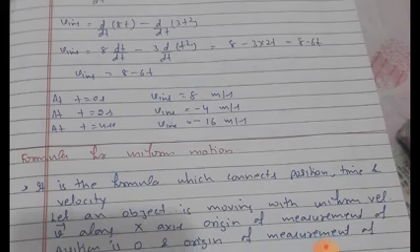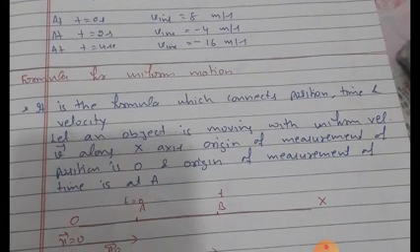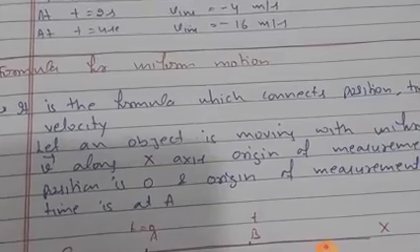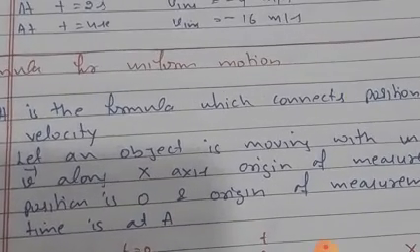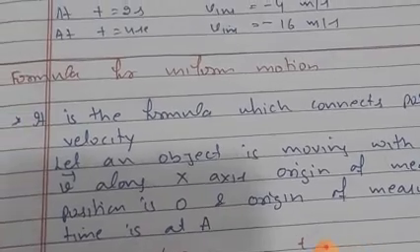Okay, let us start with the formula for uniform motion. We are going to derive the formula for uniform motion. What does this formula indicate? This formula gives the relation between the position of the object, the velocity of the object, and the time.